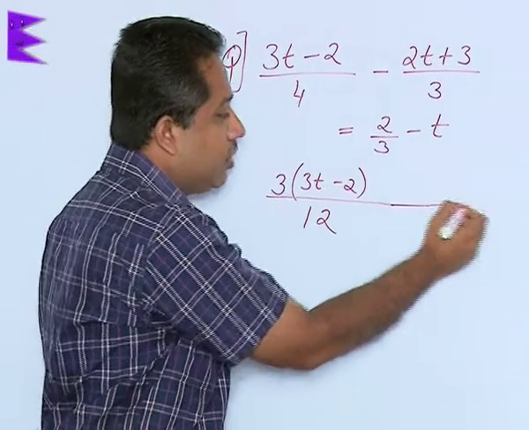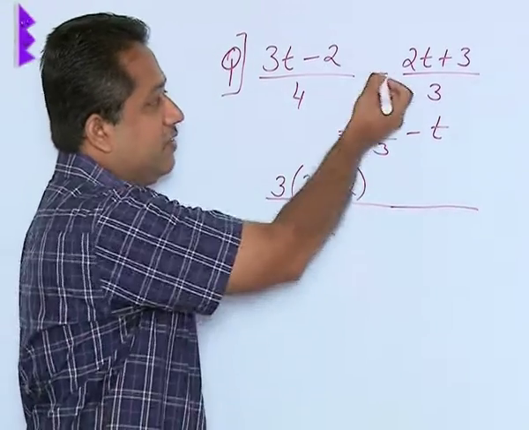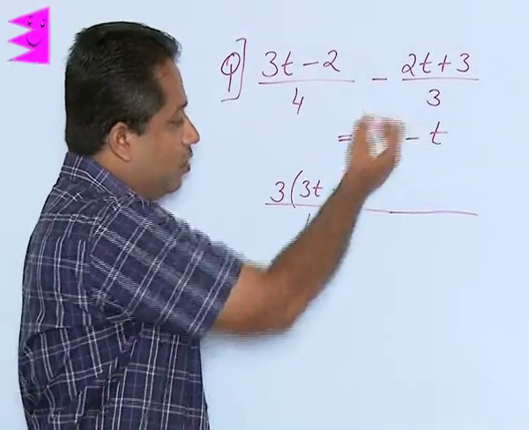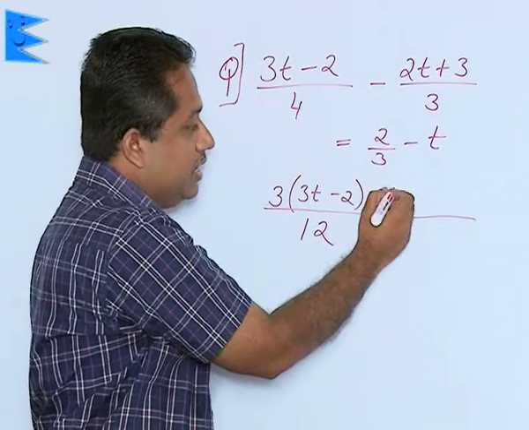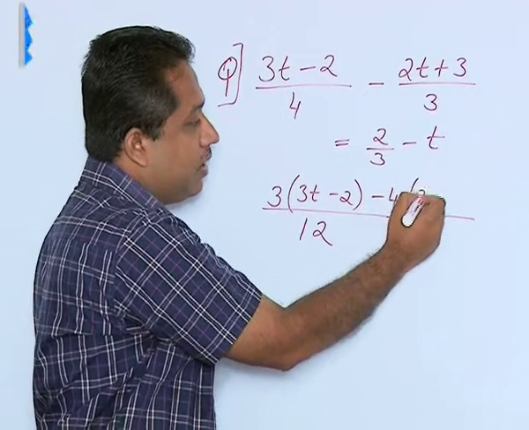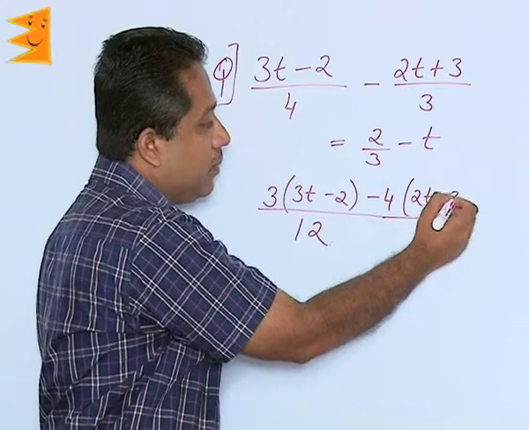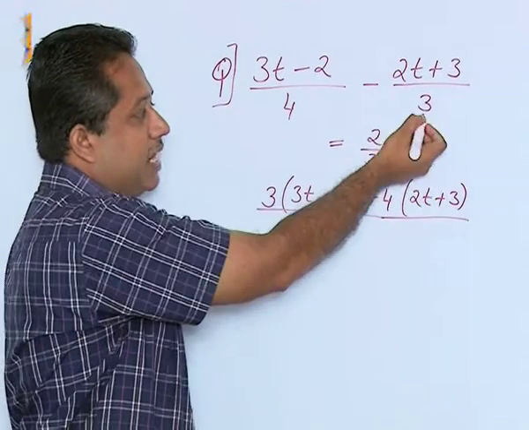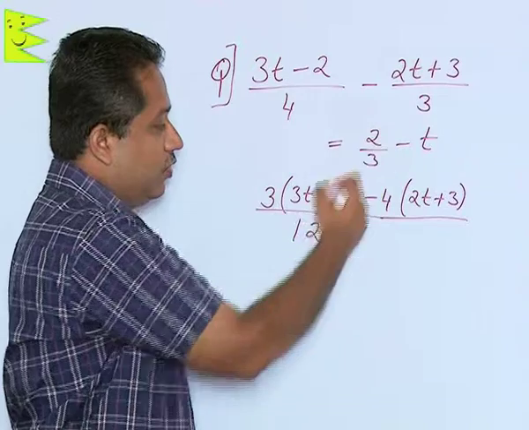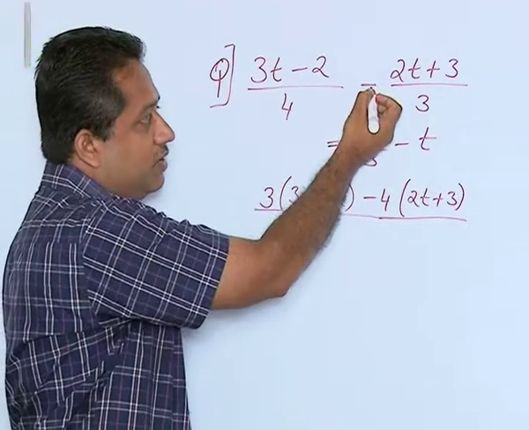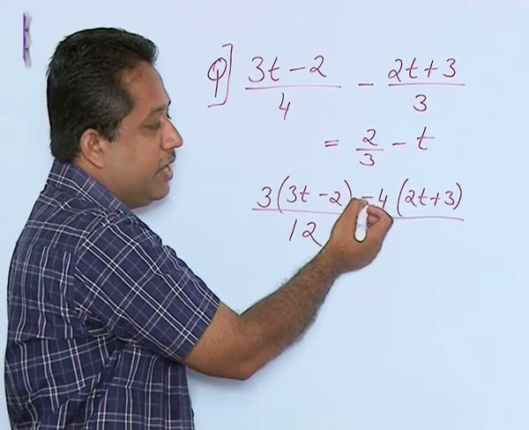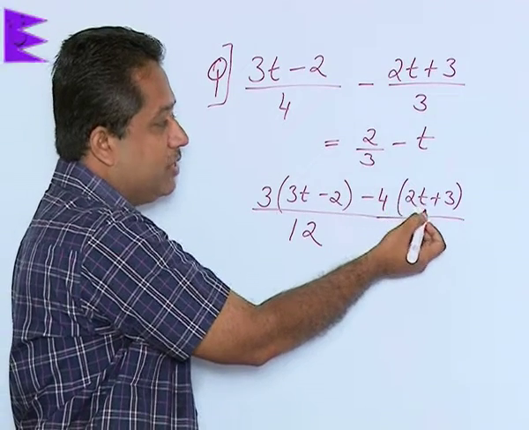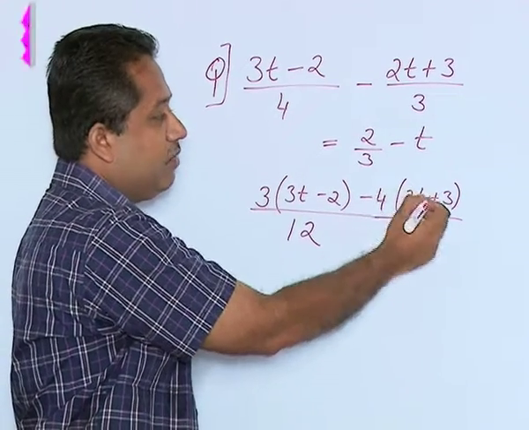And now comes the important step, that is this negative. 3 goes 4 times in 12. So, this is going to be minus 4 multiplied by (2t + 3). Again I am repeating this step. 3 goes 4 times. So, please do not change the sign. The sign will be written along with this number, minus 4. So, what happens now? This can be solved.